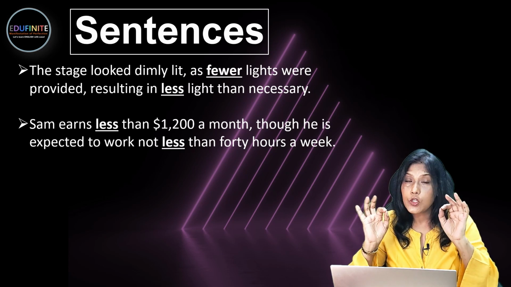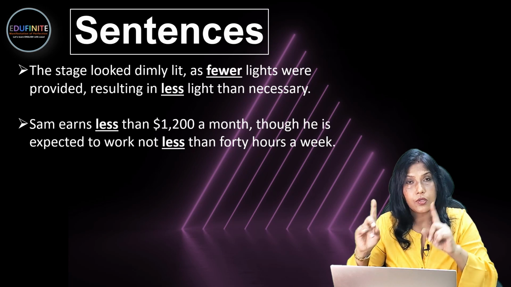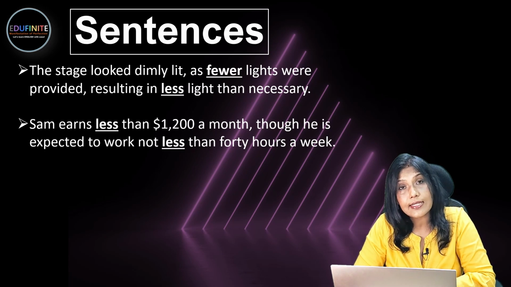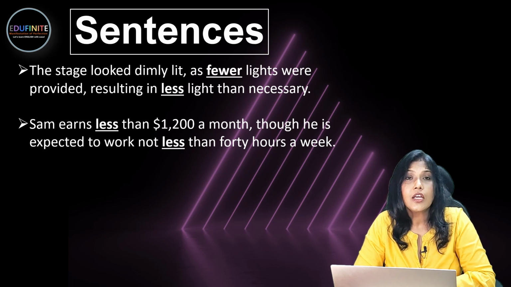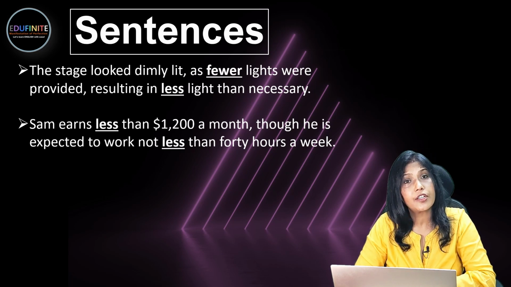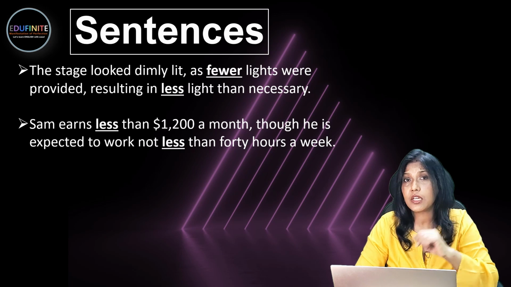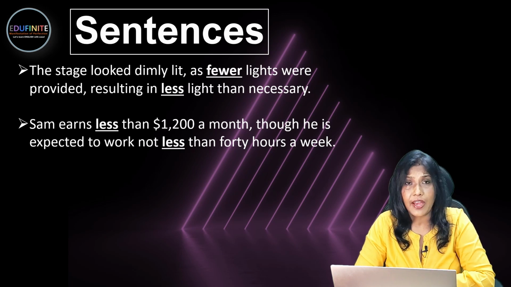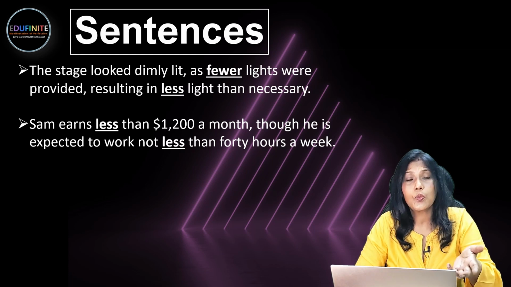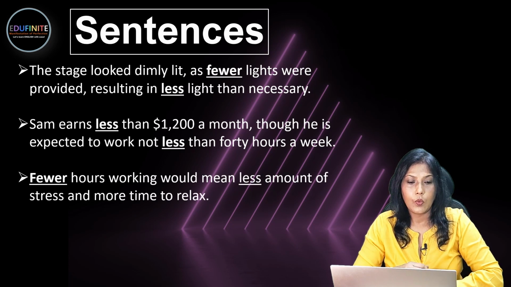Again, $1,200 a month. So that's not fewer than, that's less than. So the sentence reads, Sam earns less than $1,200 a month, though he is expected to work not less than 40 hours a week. So he has to work very hard, but he is not being remunerated according to the hard work that he is putting in. Well, the next sentence.